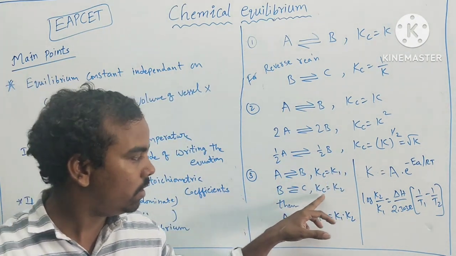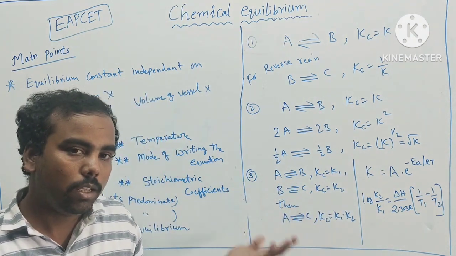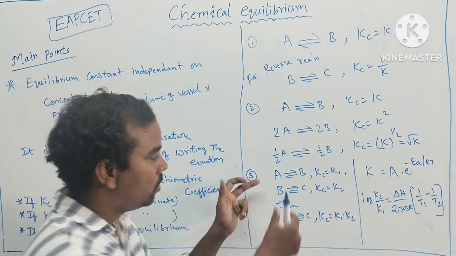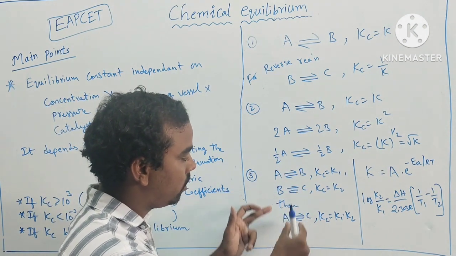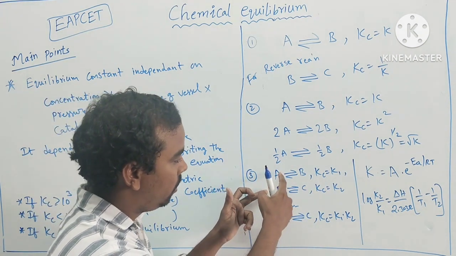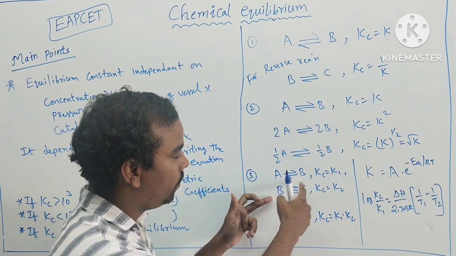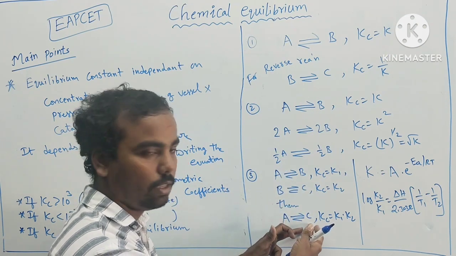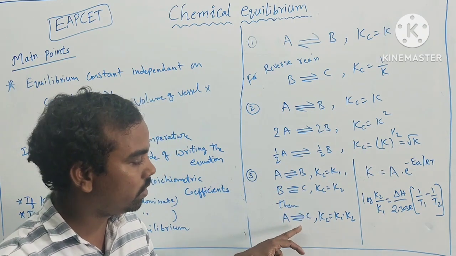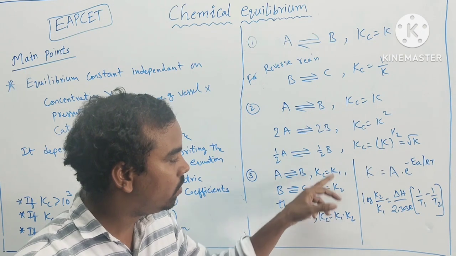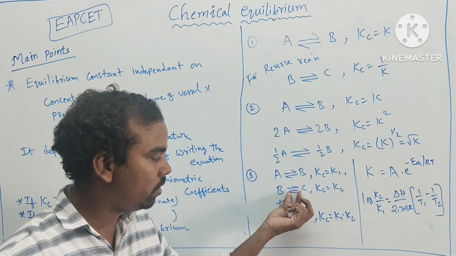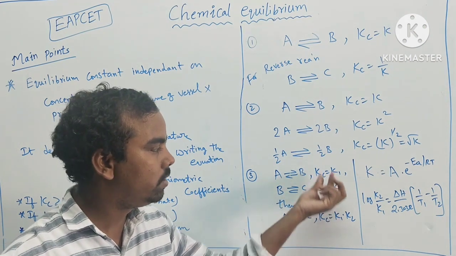So next, third one, if A is in equilibrium with B, Kc is equal to K1. B is in equilibrium with C, Kc is equal to K2. Then what is the equilibrium constant for A in equilibrium with C? If we add these two reactions, A in equilibrium with C is obtained. See, A plus B is in equilibrium with B plus C. B cancels, A in equilibrium with C. So on addition of these two reactions, this reaction is obtained. Then Kc values are multiplied, K1 into K2. If it is obtained by subtraction of these two reactions, then Kc is equal to K1 by K2.